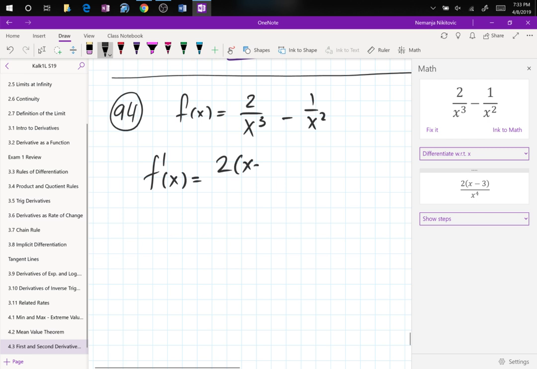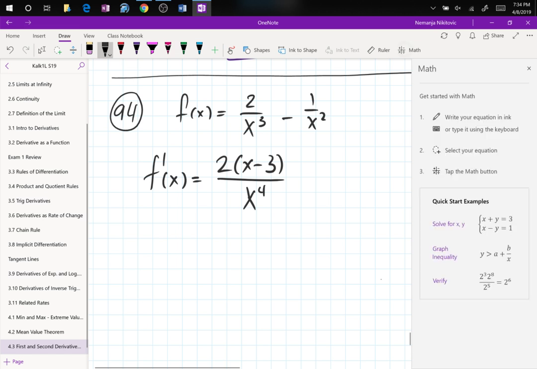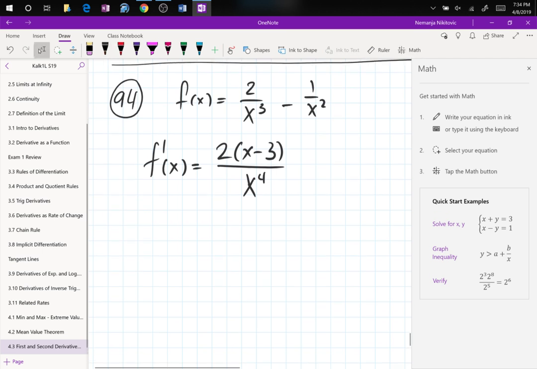So I get to copy this in a factored form, x to the fourth. That's the first derivative. Then I turn the math off. There we go. Go away. Yeah, the magic math button, right?